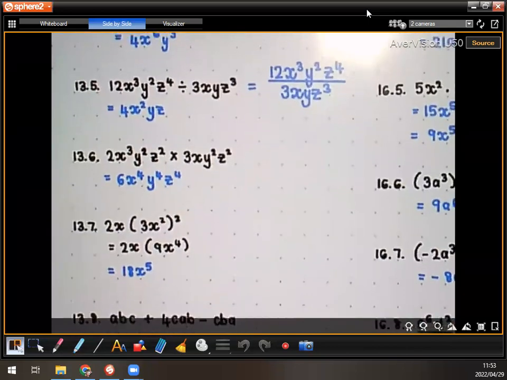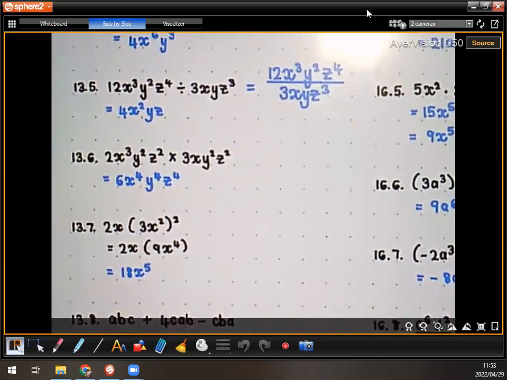Okay, 13.6 was just a multiplication one, so then you multiply the numbers like you normally would. You say 2 times 3 is 6. There are 3 x's and another x, that's 4 altogether. Then we have 2 y's and 2 y's, that's 4 as well. 2 z's and 2 z's, that's also 4 again.